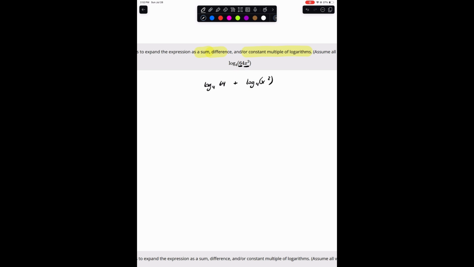The log base 4 of 64 can be simplified as just positive 3. And then we can move this 2 over to the front as a coefficient using another law. So we get 2 log base 4 of x. And that is our answer.